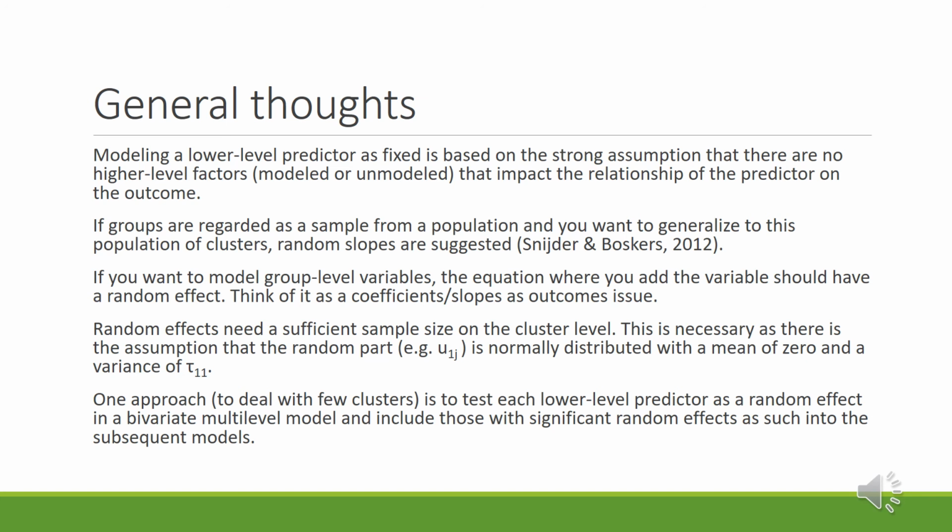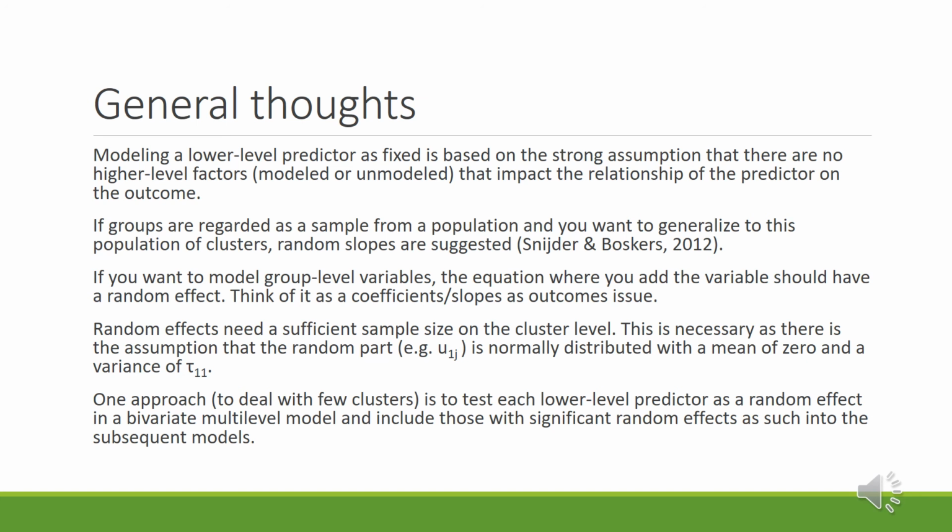If you want to model group level variables, the equation where you add the variable should have a random effect. So the non-randomly varying effect is really a discouraged effect to model. So our scenario C are the ones that are most discouraged because you're saying, I have one and I know it's the only one. It's the only predictor on the cluster level that has any impact on this relationship. So I would caution against modeling this. It would be non-traditional and you would have to have strong support for this hypothesis.